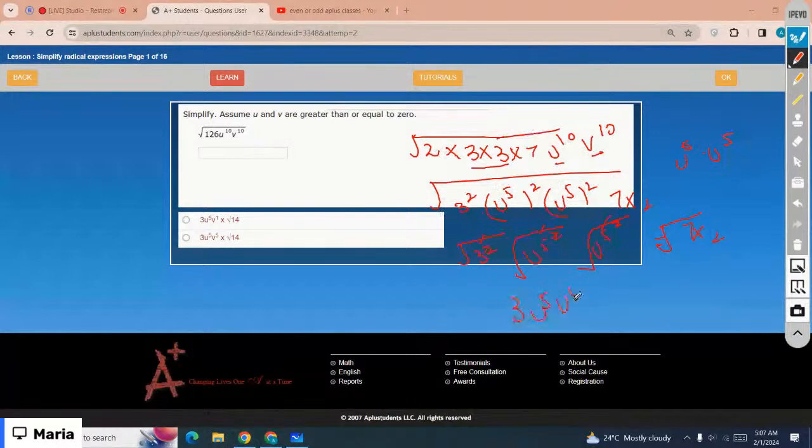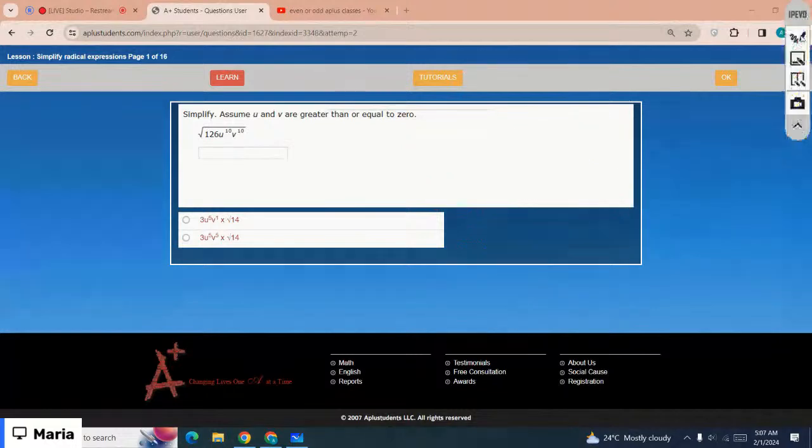You are left with 3 u5 v5 and 7 times 2 makes 14, that is 3u5 v5 and square root 14. That is the correct option. Got it? Option number 2 is the correct option.